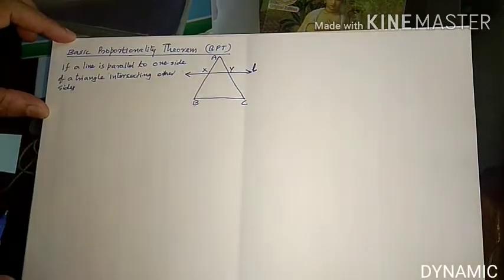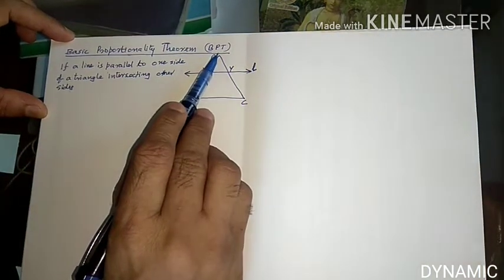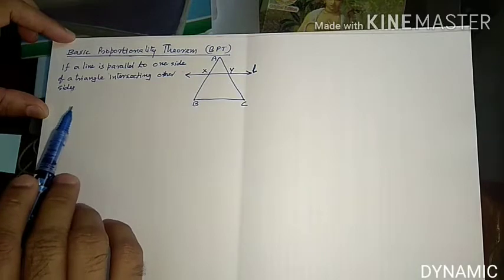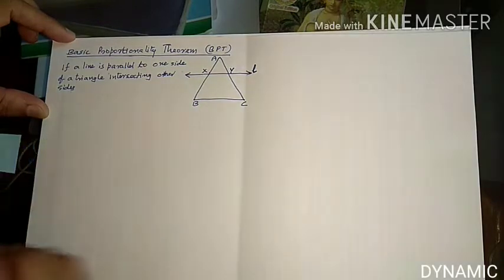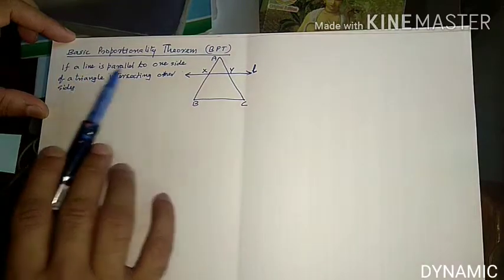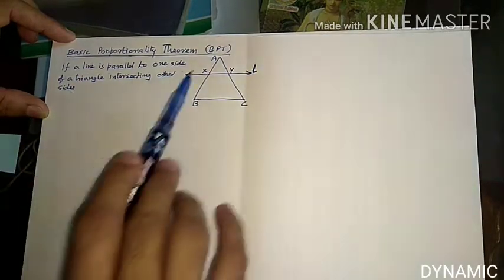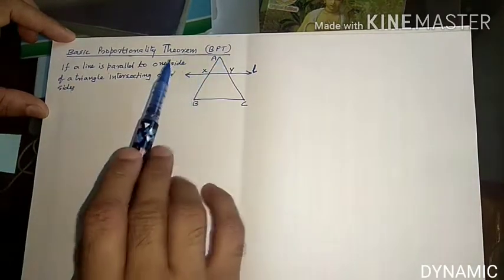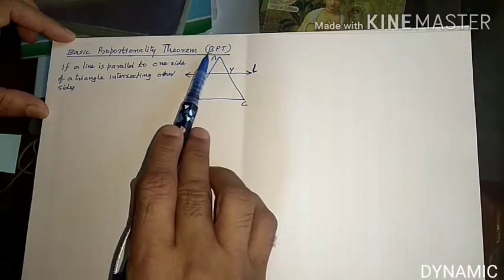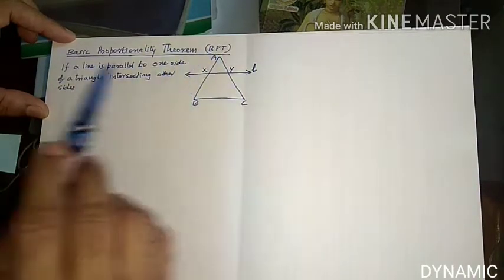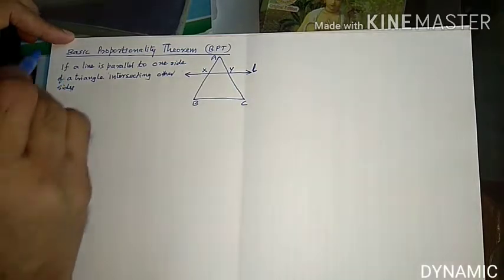Now we start with the basic proportionality theorem, BPT. It is in geometry. We have to do the second exercise. For that, the theorem is the basic proportionality theorem, very famous. It is known in short form as BPT. First we go for the statement.